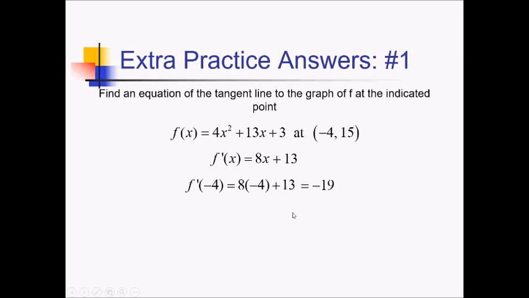So now using the point slope formula, we've got y minus the y value 15 equals our slope of -19, parentheses x minus the x value -4, so x plus 4.